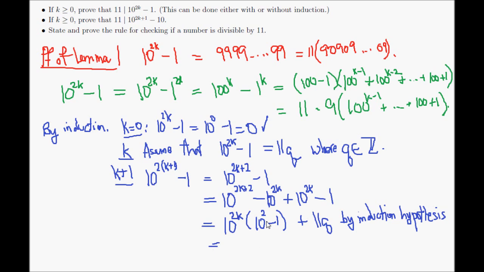Okay, 10 to the second minus 1, that's 99. So that's going to be 99 times 10 to the 2k plus 11 times q. And so I can factor out an 11: 9 times 10 to the 2k plus little q. So that's going to be equal to 11 times some other integer, big Q. And that's the end of the proof.